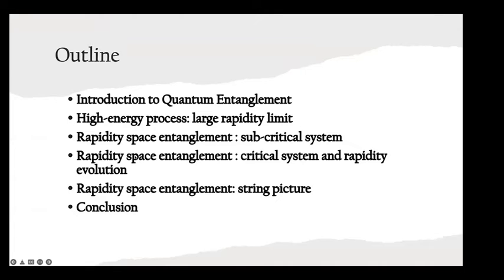Then we will show our investigation of the rapidity space entanglement in subcritical systems like 1+1 dimensional gauge theories and the critical system with non-trivial evolutions. And finally, we will introduce the stream picture of the rapidity space entanglement, and then we conclude.